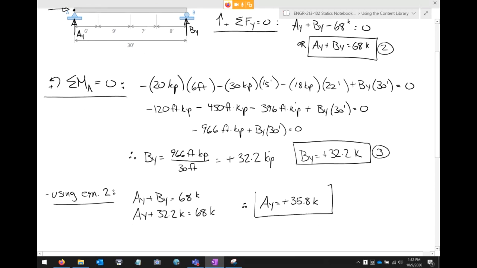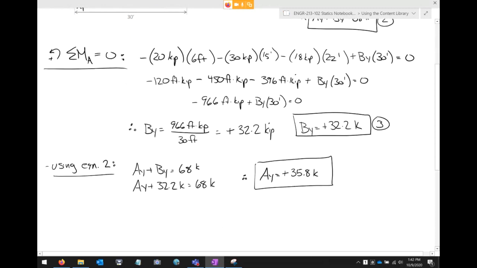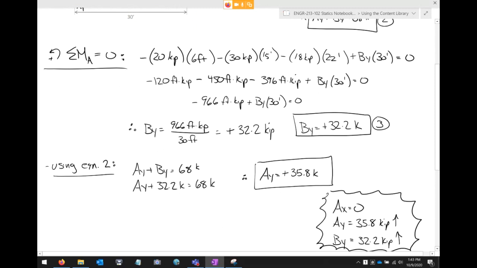And so to be clear, when I express the answer and when I see you all express the answer, this is kind of what I want to see. AX is zero. AY came out as positive 35.8 kips, and the positive means that it's upward. BY was positive 32.2 kips, which means that it's upward. That's what I want to see. That's not so hard, is it? Pretty simple.